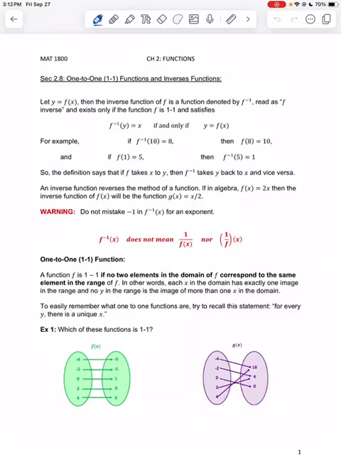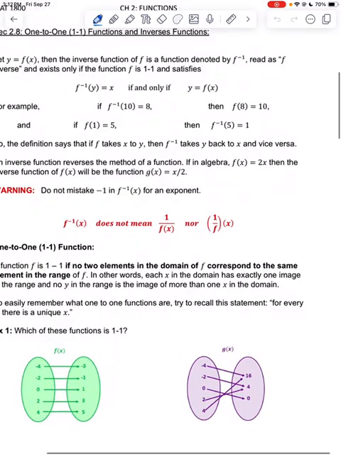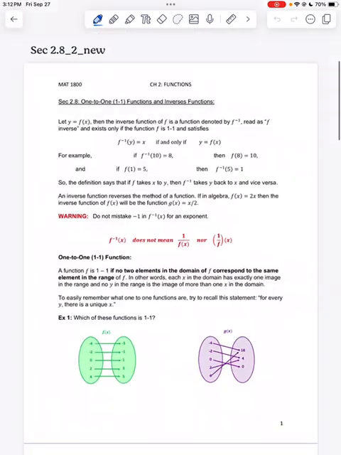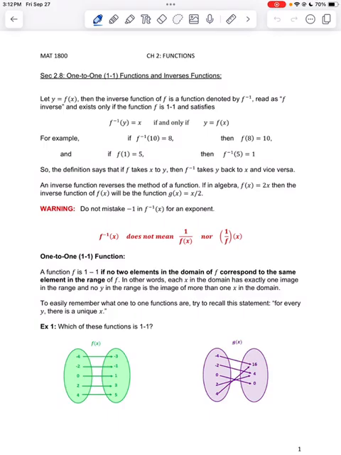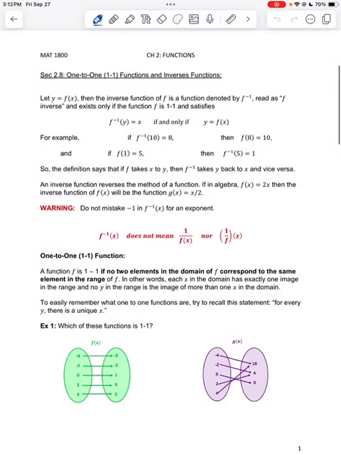Hello, so we are looking at section 2.8. It is about one-to-one functions and inverse functions. They have a relationship, that's why they are together. So we say let y is equal to f of x be a function, then the inverse function of f is a function denoted by this symbol. This is f, we read it as f inverse.